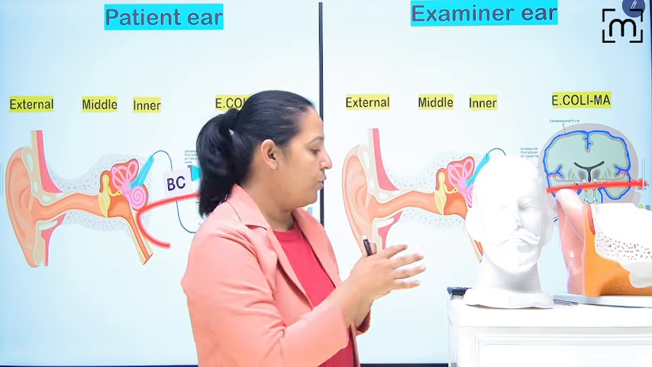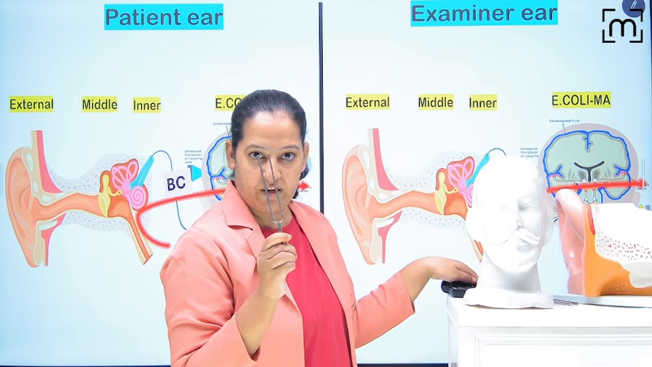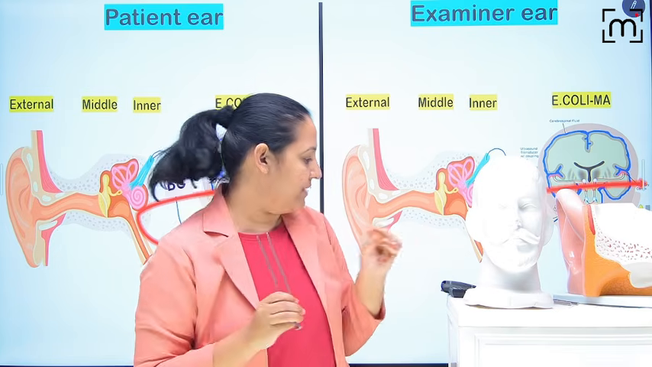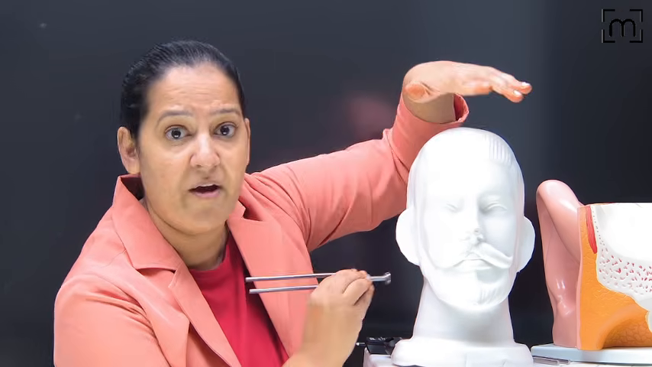So what I will do, I will take the tuning fork and activate it. I will keep it on the mastoid of my patient and ask the patient to tell me as soon as it stops. Patient is saying stop, it stopped vibrating. As soon as the patient says it stopped vibrating, I keep it on my own mastoid, checking whether it has actually stopped or not. If I also feel it stop, then the patient is normal.